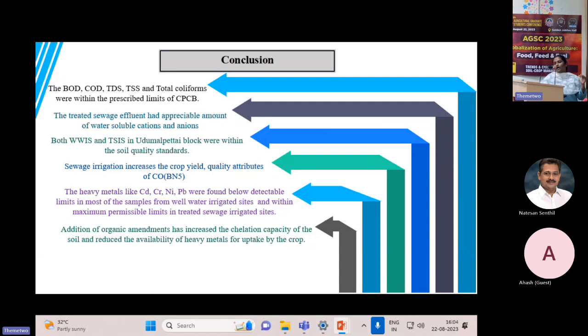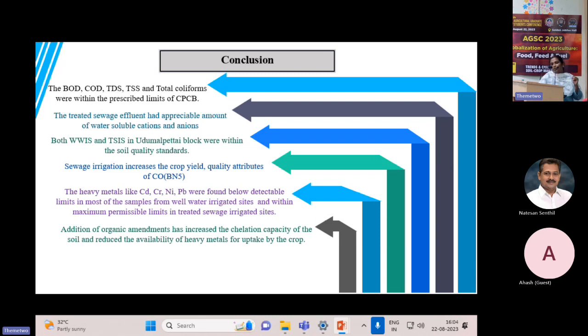In the second objective, I focused on the fodder crop, Kambu Napier grass, Co-BN 5, which was released in 2019 by Tamil Nadu Agricultural University. We checked the quality attributes and also the yield of the crop. When compared to the non-treated sewage irrigated sites, the yield and quality parameters are very good.